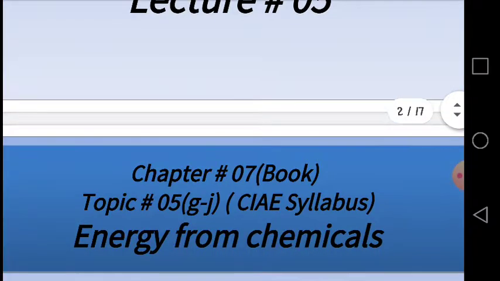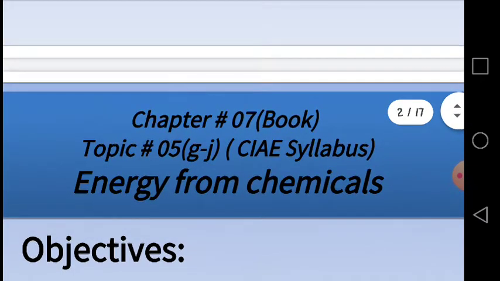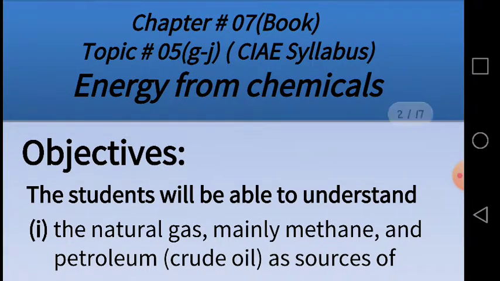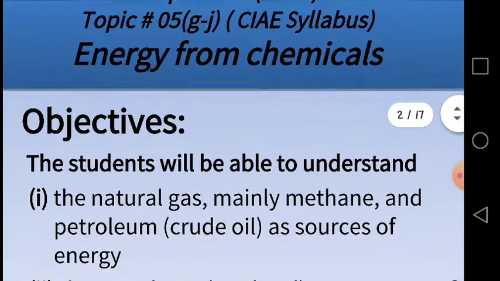Dear students, today our topic is energy from chemicals, and this is from chapter number 7 of your book, and topic number 5, the points G to J according to your CI syllabus. The objectives for today's session are as follows.